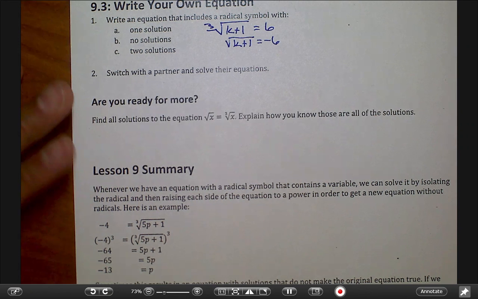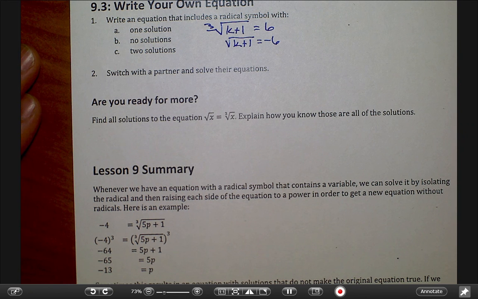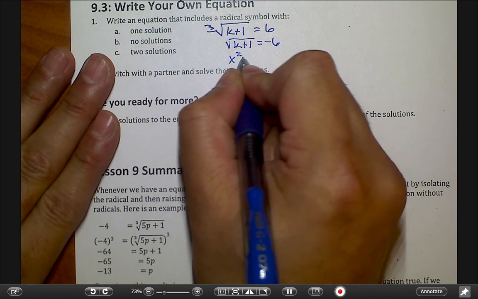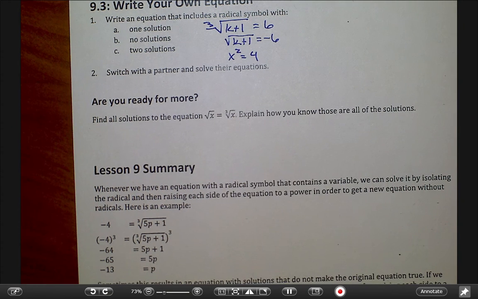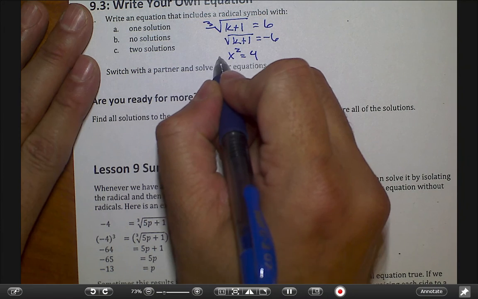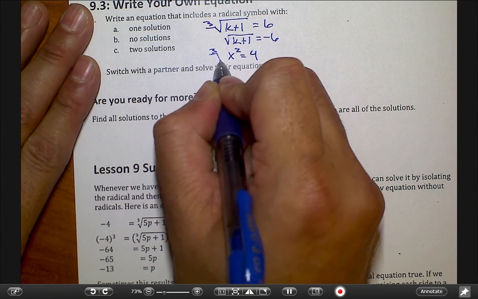What about two solutions then, Smarty? It has to have a radical? Yep, it has to have a radical. X squared equals 4. Okay, but it has to include a radical. I gotta start with the radical though. Cube root of x squared plus 1 equals 4.